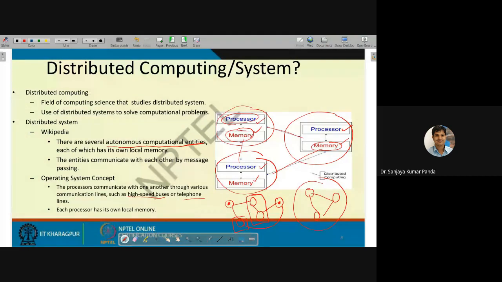If you go for our local telephone lines also, we have poles, right? And through lines we connect to our telephone. Similarly, there are different types of interconnection, different types of buses, and different types of lines. One line may be capable of transferring 1 Gbps of information. On the other hand, another can transfer only 100 MB of information. So they are different from each other.